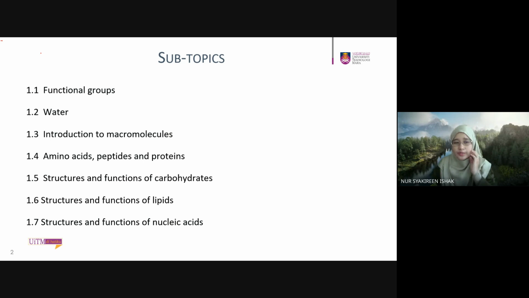introduction to macromolecules, amino acid, peptides and protein, structure and function of carbohydrates, structure and functions of lipid, and structure and function of nucleic acids.